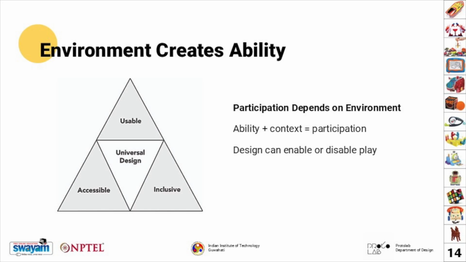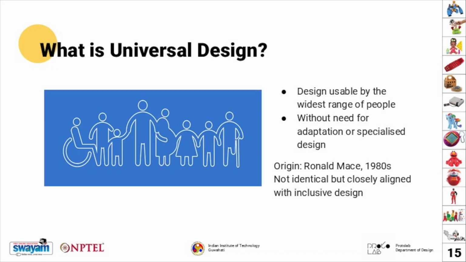The same child can be capable in one environment and excluded in another. Ability is not fixed, it emerges in context. Inclusive design, therefore, works at the level of environment, not only at the level of product. When we widen interaction possibilities, more children succeed without needing special solutions. This becomes the bridge to universal design.